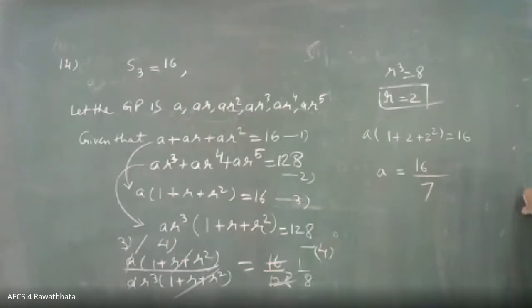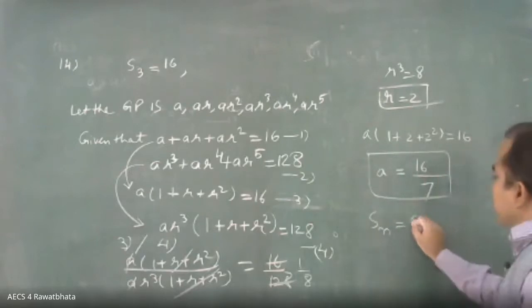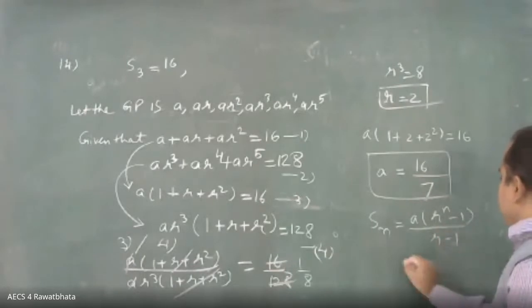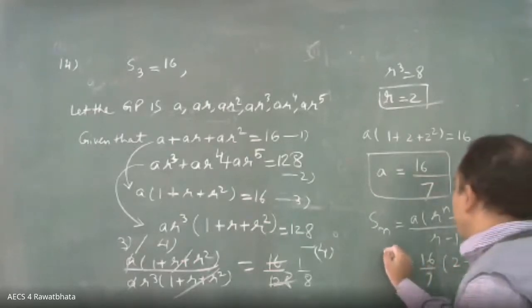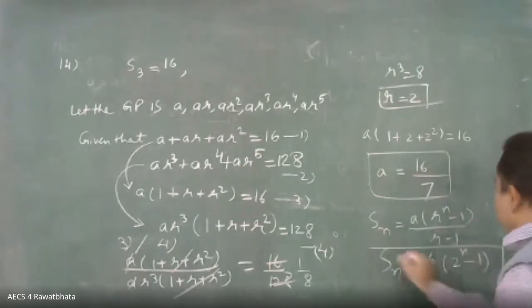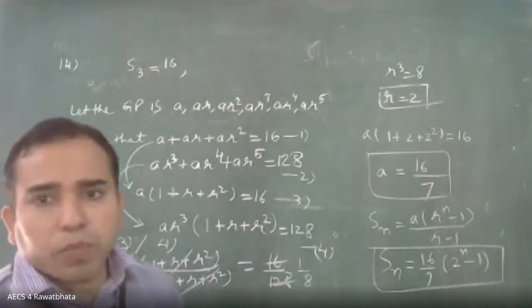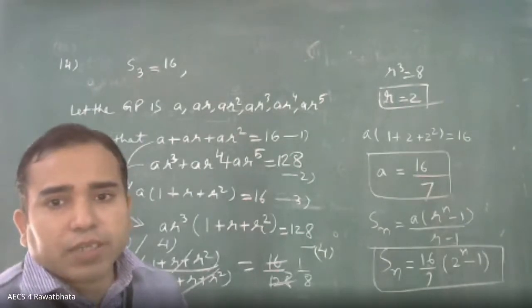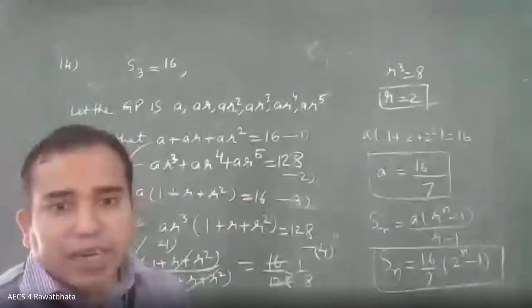Correct, students? This is A. Then SN is, students, just check the answer. Two minus one is one. You know, students? You people can check it. I hope it should be right. Yes, correct. Students, this was question number 14th, 15th, 16th, and 17th.